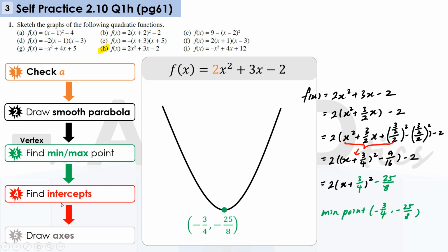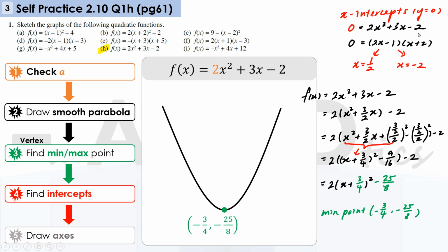And the next step is to find the intercepts. So for the x-intercepts, we just sub y or f of x equals to 0 into this function, and using factorization and calculator, we will get your x-intercepts. So again, based on the x-coordinate of the minimum point, the one which is lower than this value, put it on the left, which is -2, larger than this value would be 1/2, would be on the right.